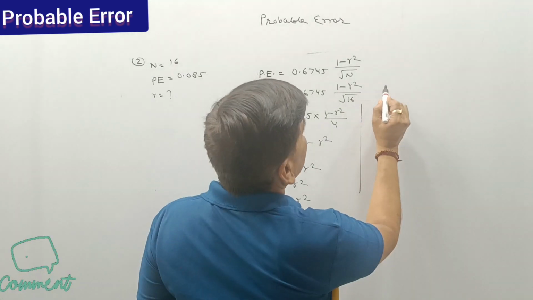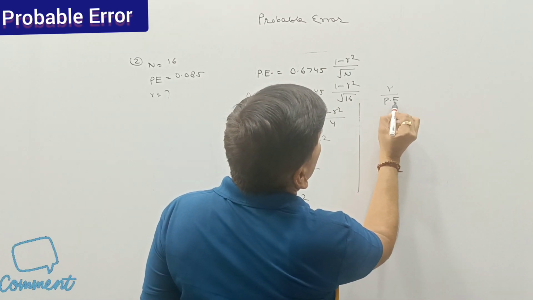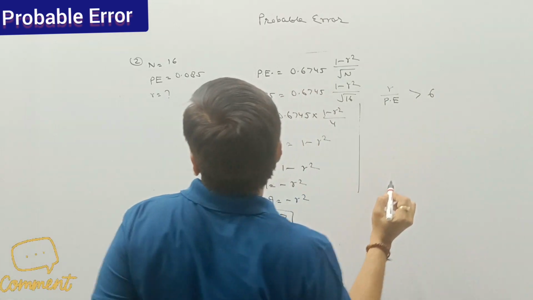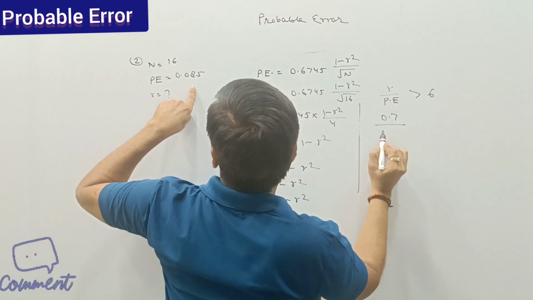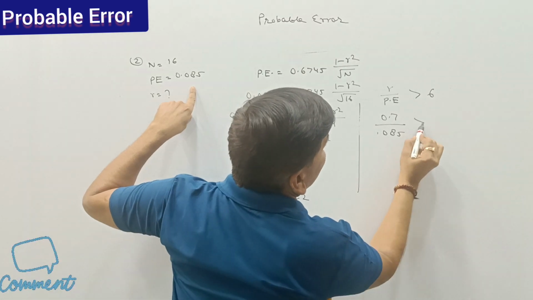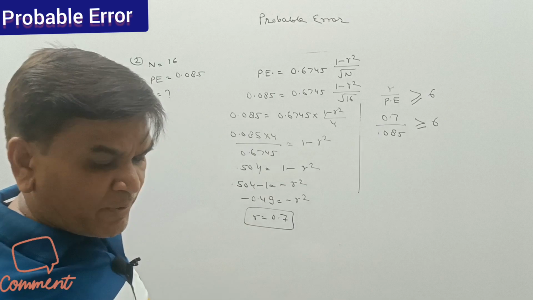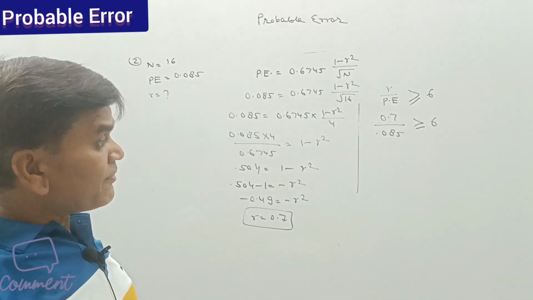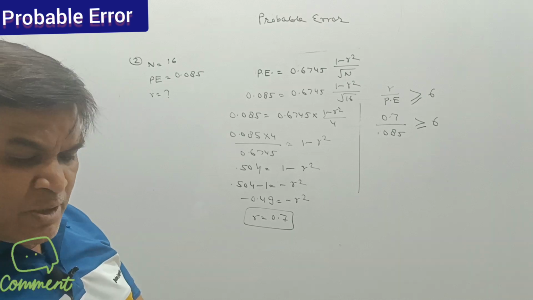For the significance test, r divided by PE should be greater than 6. So the value of r is 0.7, divided by 0.085, should be greater than or equal to 6. So 0.7 divided by 0.085, this value is 8.23.